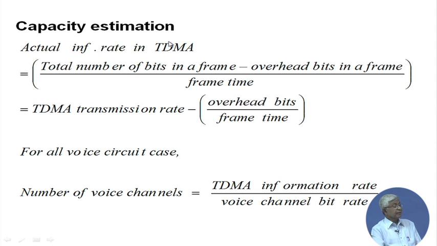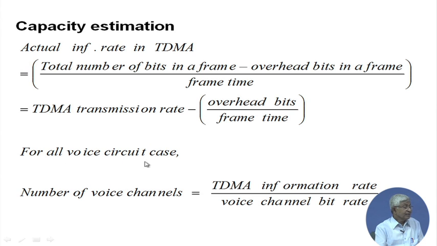Now, when we do the capacity estimate, let us do it in terms of voice circuits. The actual information rate in a frame is the total number of bits in a frame minus the overhead bits in a frame, divided by the frame time. So, the information rate in TDMA is the TDMA transmission rate minus overhead bits, by frame time.